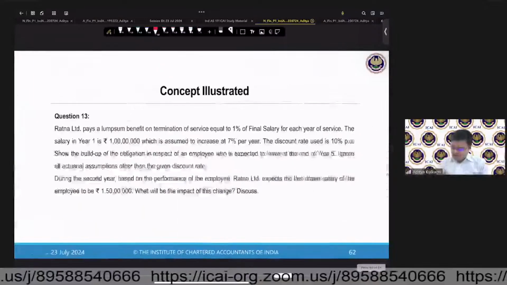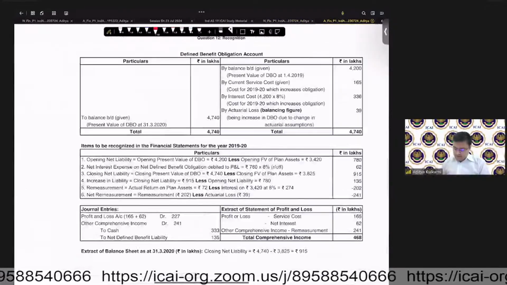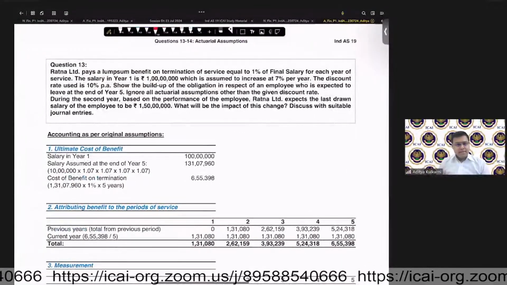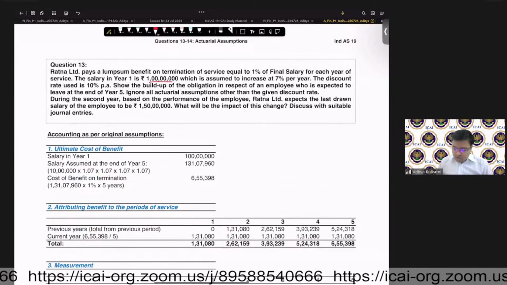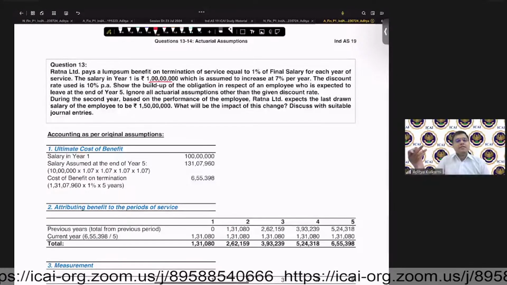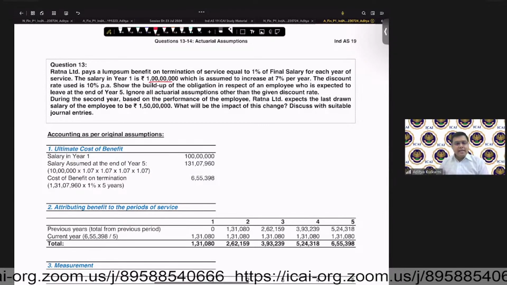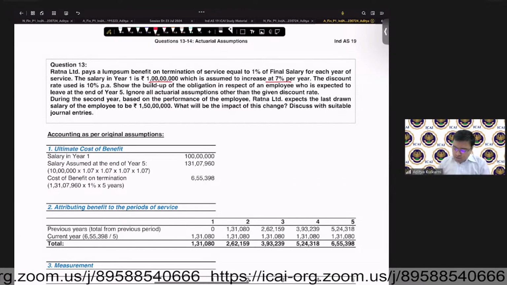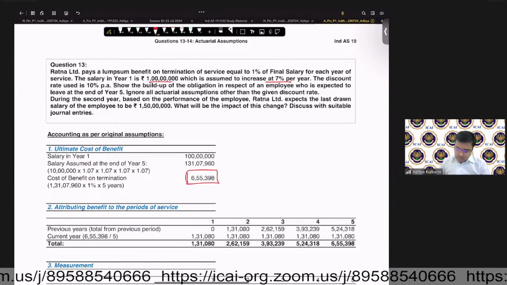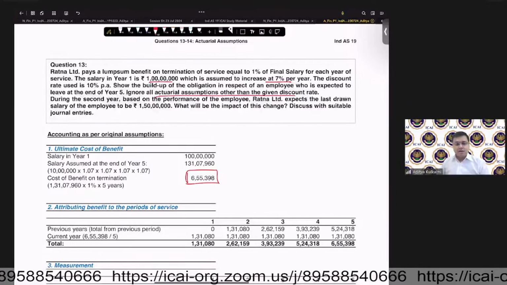Okay. All right. Question number 13 is interesting because it talks about the same question, Ratna Limited, salary 1 crore. I have kept the same figure so that you can appreciate the way the treatment changes because of change in some factors. Okay. So salary in year 1 is 1 lakh, assumed to increase 7%. So this figure you are already familiar with. Ignore all actuarial assumptions other than the given discount rate.